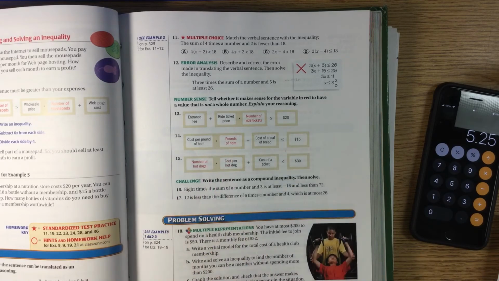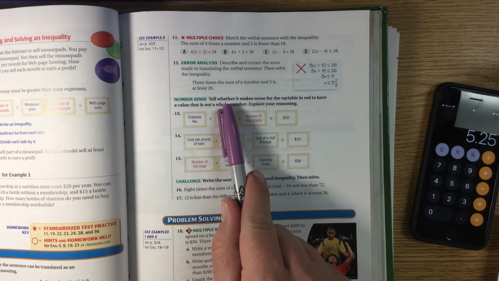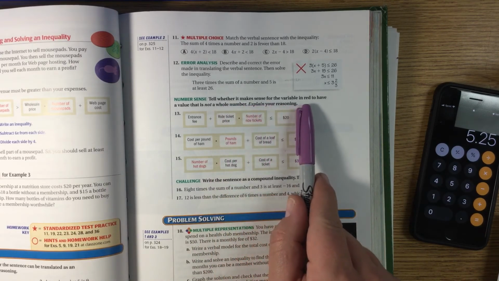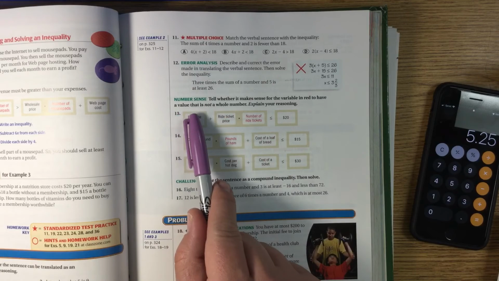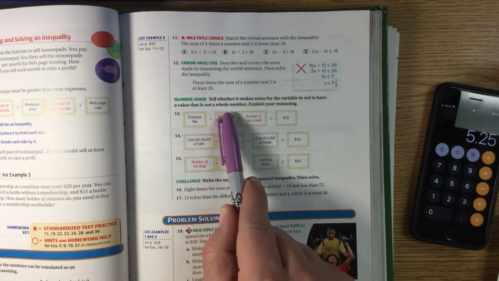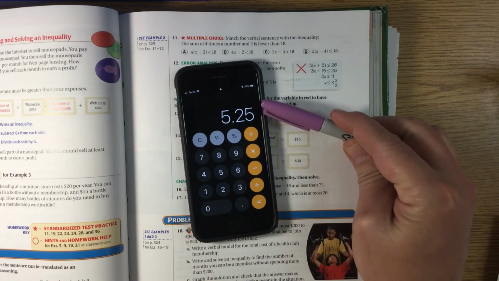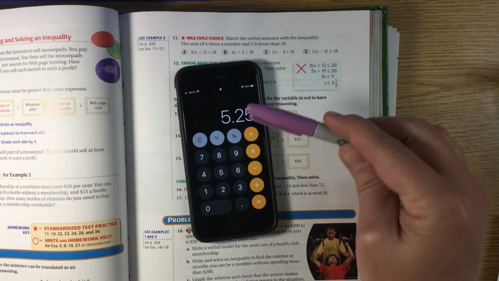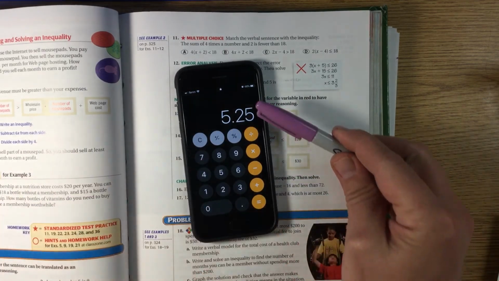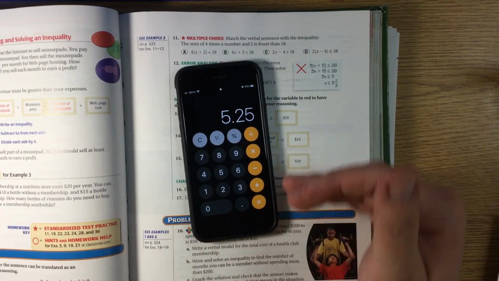The directions state, and I just want to reiterate what the directions are saying and how we can make some sense out of that. It says, tell whether it makes sense for the variable in red to have a value that is not a whole number. So for example, it didn't make sense for me to have 5.25 mouse pads. It would either have to be 5 or 6. And since it had to be greater than, I had to bump it up to 6.